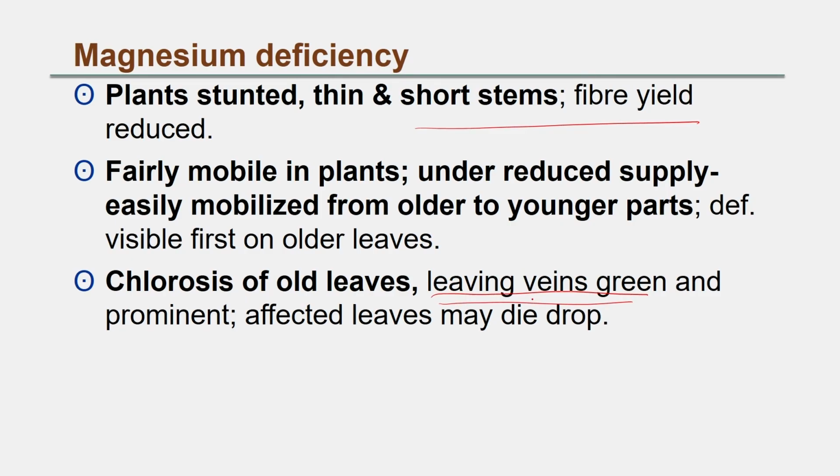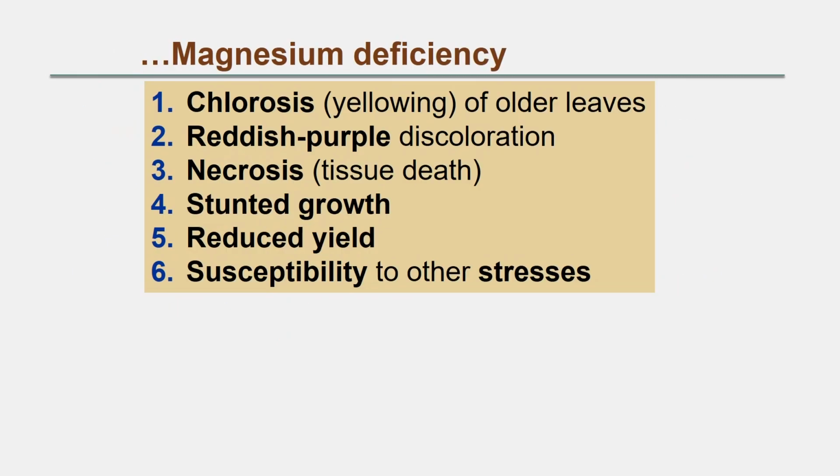Students must pay attention. The interveinal area will become yellowish, but the veins will remain green and prominent. Affected leaves may die and drop, but this is mostly in the case of lower leaves. Now you can see typical deficiency symptoms of magnesium: chlorosis, yellowing of older leaves or interveinal chlorosis, reddish purple discoloration, necrosis, the death of tissues, stunted growth, reduced yield, and susceptibility to other stresses.